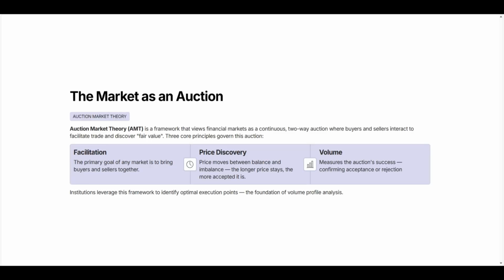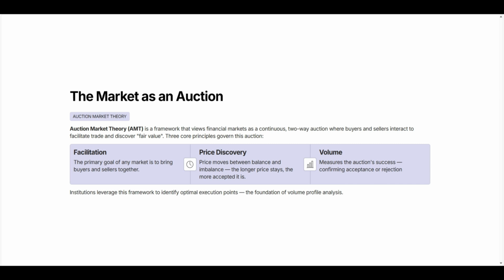The foundation of volume profile is auction market theory, which is basically viewing the market as an auction. Auction market theory is a framework that views financial markets as a continuous, two-way auction where buyers and sellers interact to facilitate trade and discover fair value. There are three core principles that govern this auction.